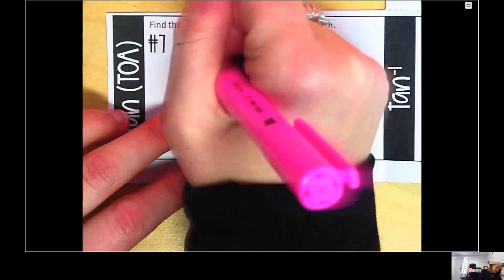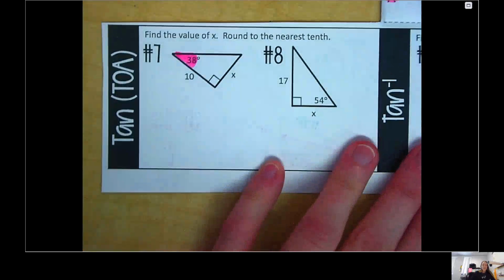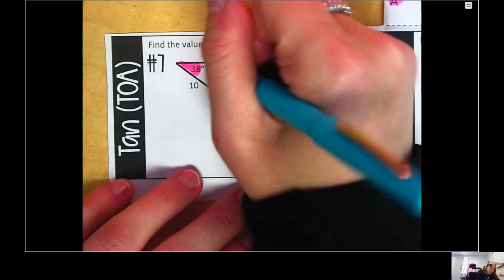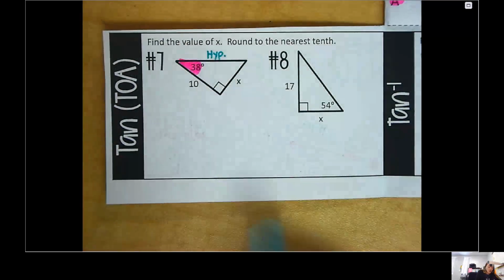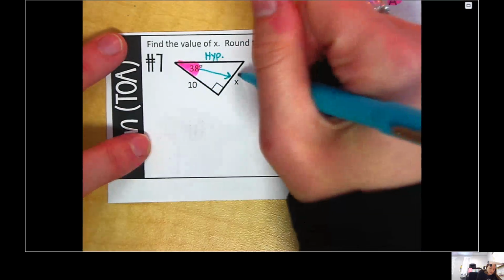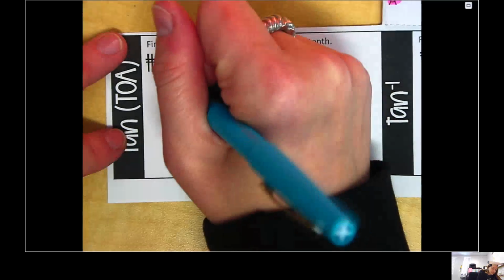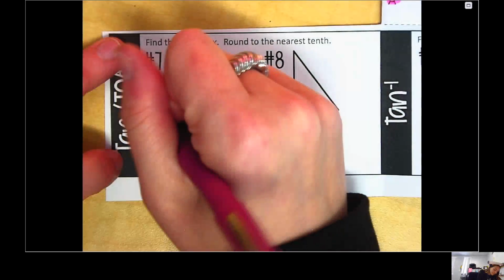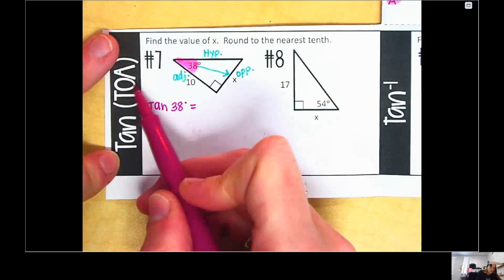Here's my reference angle, 38 degrees. I'm going to mark the side lengths. So across from the 90, this side is my hypotenuse. And even though I'm not using it, that's okay. Across from the 38, the opposite side is the x, which means the last side that's left over, the 10, is the adjacent side. So I write it as the tangent of 38 degrees equals opposite over adjacent.